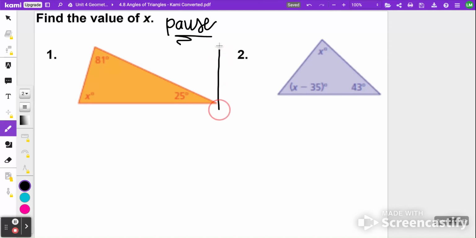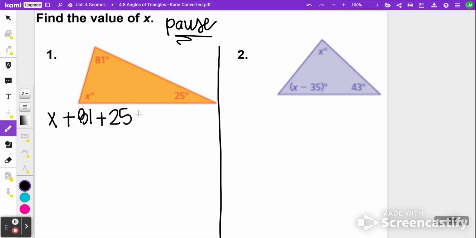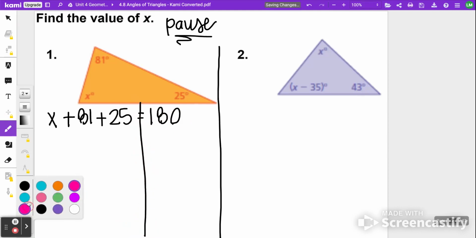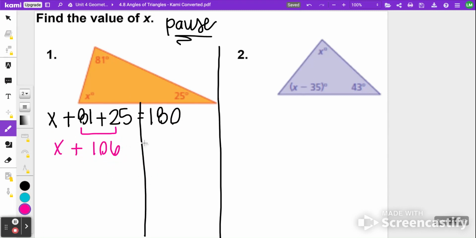All right, number 1 is the more simple one, so let's start there. I know I have x plus 81 plus 25 equals 180. Draw my line down my equal sign and start combining like terms. The first thing I need to combine is my 81 and my 25. I'm going to get 106. So now I have x plus 106 equals 180.